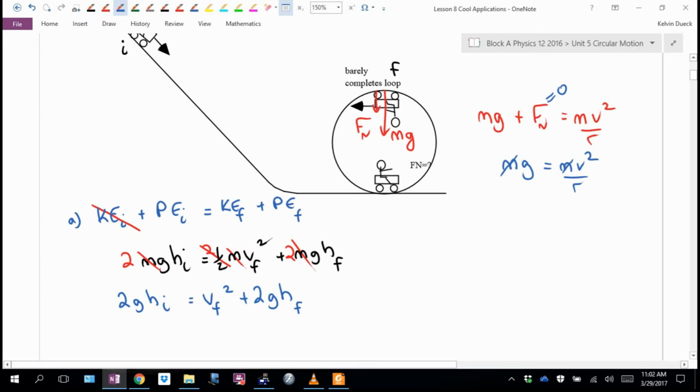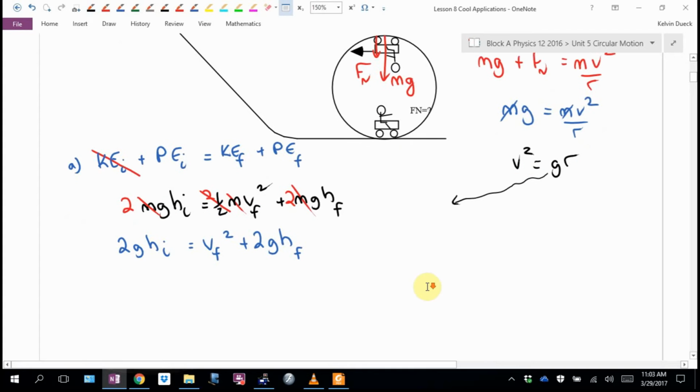Now, I was going to get the V by itself, but then I said, wait. Don't I have a V squared here? Why don't I get the V squared by itself? And I'm going to get, I guess, V squared equals g r. Yeah, we're coming full circle. Get it? Full circle. Okay, never mind. So I can plug that into here. All right. So I'm going to get this.